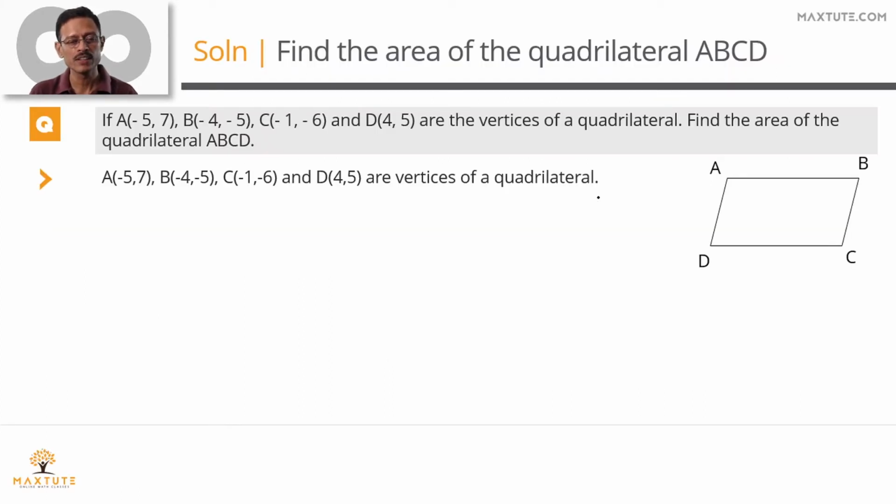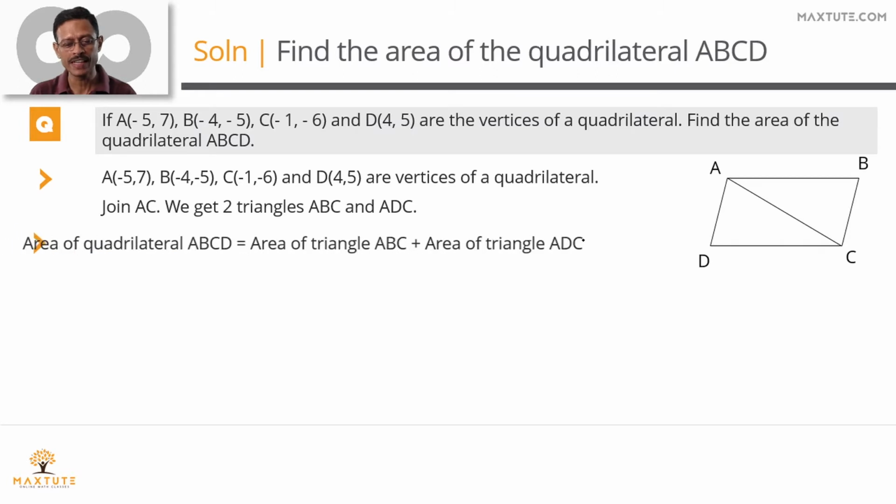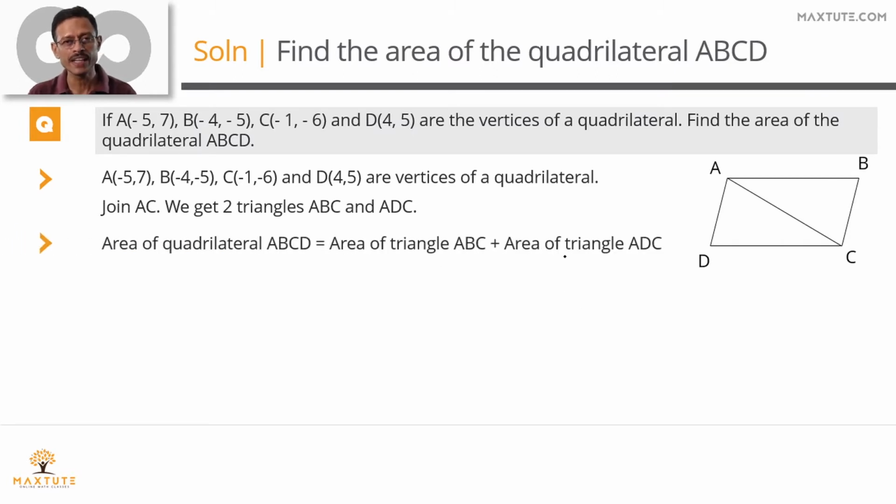How are we going to go about it? We're going to draw a diagonal AC. Once we draw a diagonal AC, it's going to divide the quadrilateral into 2 triangles, ABC and ADC. We're going to find out the area of triangle ABC, and the area of triangle ADC. Sum up these two to find out the area of quadrilateral ABCD.